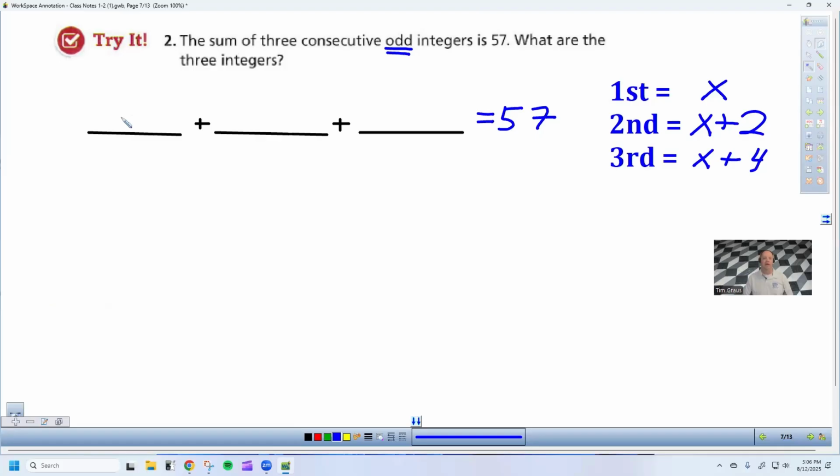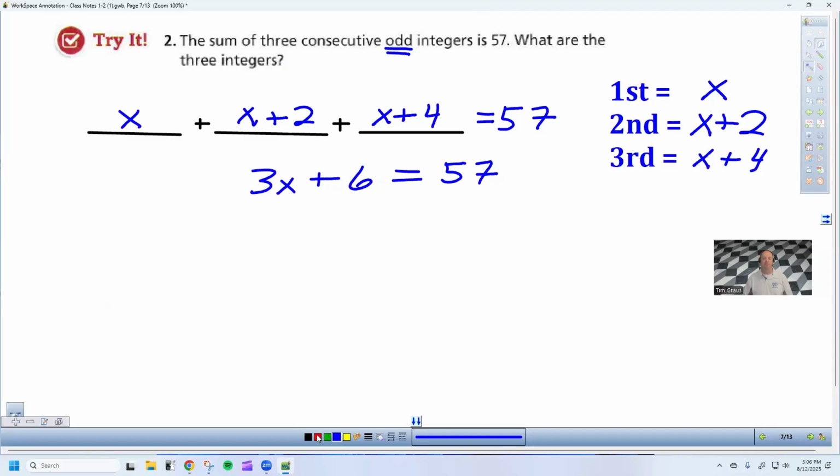So I'm going to put x in one of these blanks. I'm going to put x plus 2 in the second blank. I'm going to put x plus 4 in the third blank. I'm going to combine like terms. x plus x plus x gives me 3x. 2 plus 4 gives me 6. And the total, as we said, is 57.